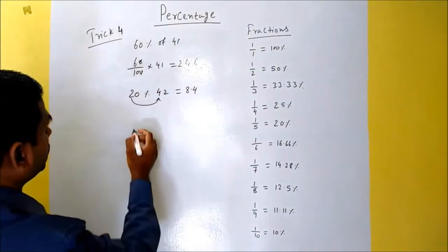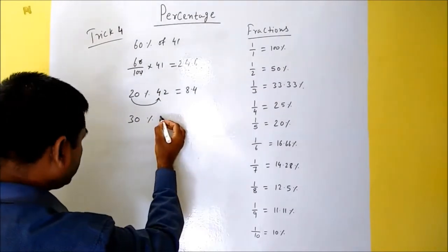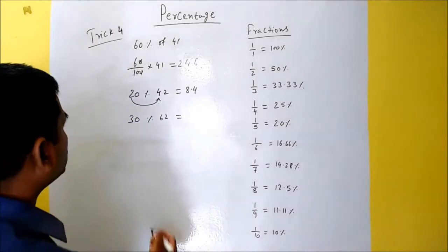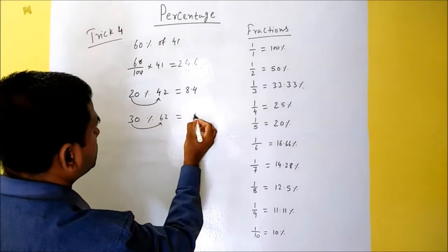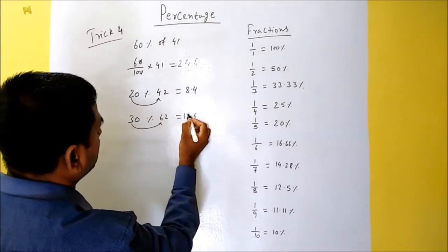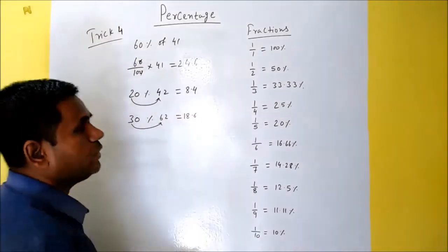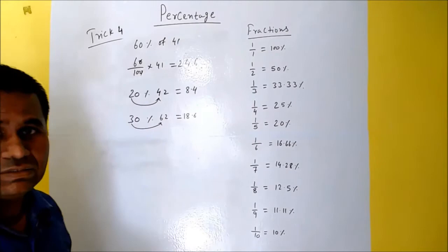Okay, so 30% of, let's say, 62. In this case also we can multiply 3 into 62. So 3 2s are 6, 6 3s are 18, and we can put a decimal after one digit. So 18.6 is the answer for this. This was our trick 4.